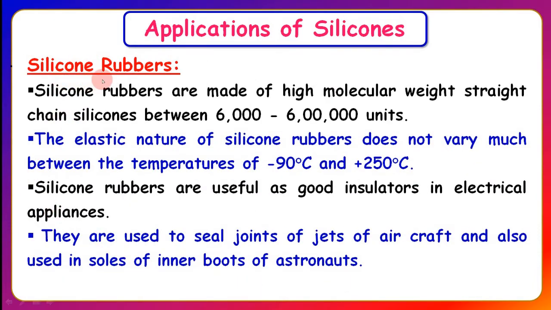Let us see the applications of silicone rubbers. Silicone rubbers are made up of high molecular weight straight chain silicones of between 6000 to 6 lakh repeating units. The elastic nature of silicone rubbers does not vary even at low temperatures, down to minus 90 degrees centigrade, or even at high temperatures of plus 250 degrees centigrade. Hence, the silicone rubbers are used as good insulators in electrical appliances. They are also used to seal joints of jets of aircraft and as soles of inner boots of astronauts.